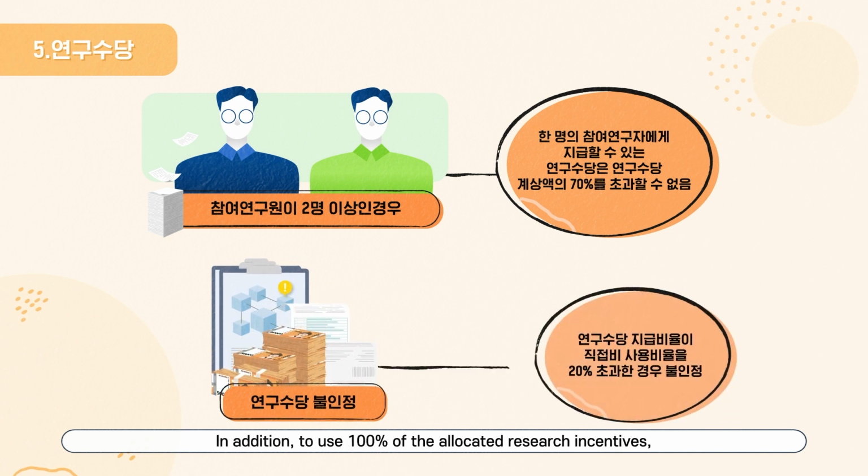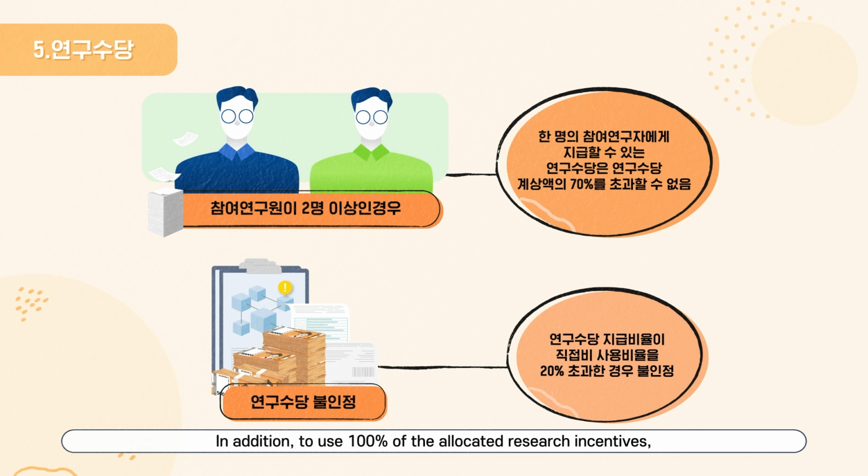In addition, to use 100% of the allocated research incentives, the direct costs use ratio should exceed 80%. If the research incentive payment ratio exceeds the direct costs use rate by 20%, it is not permissible, and the amount must be withdrawn.